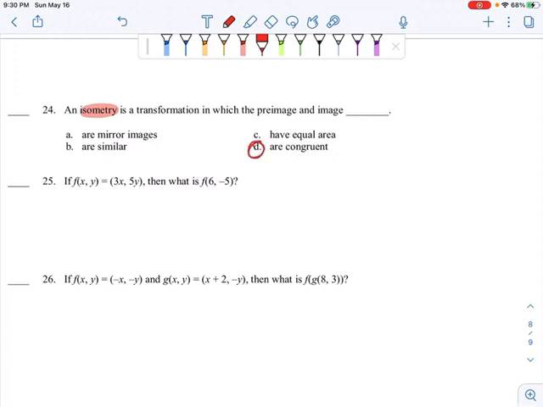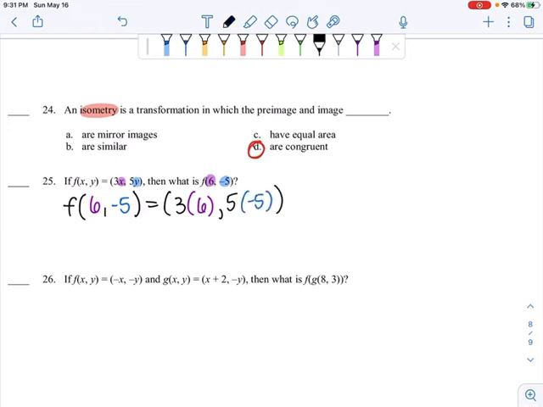Okay, for number 25, if f(x, y) equals (3x, 5y), then what is f of (6, negative 5)? All this is telling me is, hey, I have to plug in 6 for x and negative 5 for y. Not too bad. Okay, so we're going to go ahead and take f(6, negative 5) equals 3 times 6 and 5 times negative 5. And then get (18, negative 25).